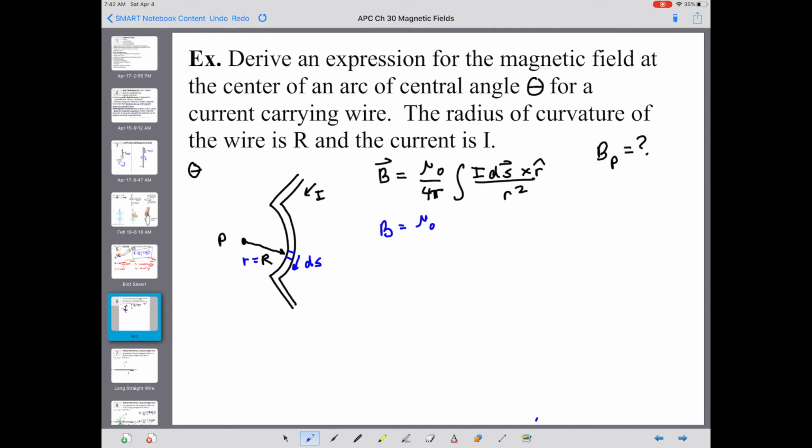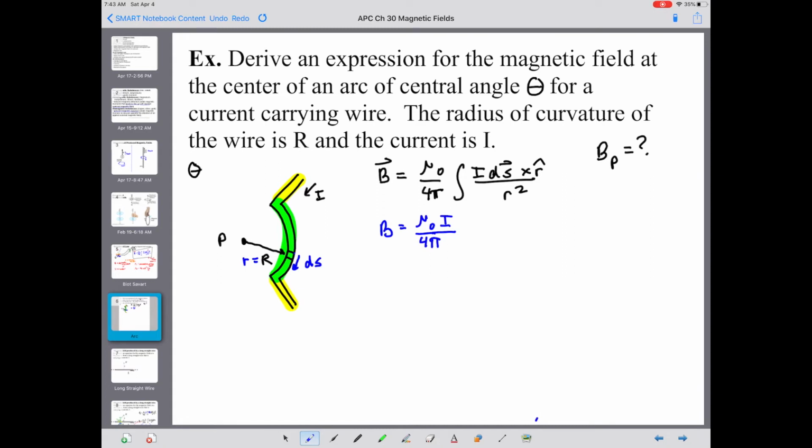Moving back over to our integral, B is equal to mu naught over 4 pi. Now, considering what's inside the integral and what we can pull out, I has the same value across the entire wire, so I pulls out. Thinking about the 3 different sections, we have those 2 straight sections, and then we have the section in the middle.